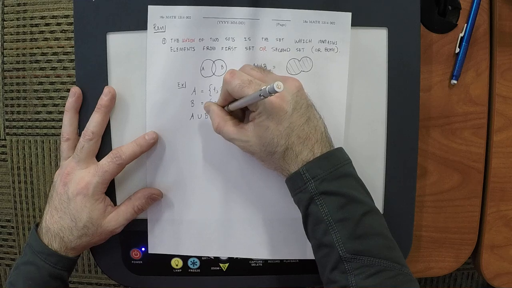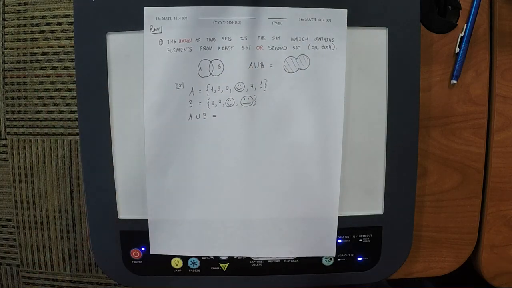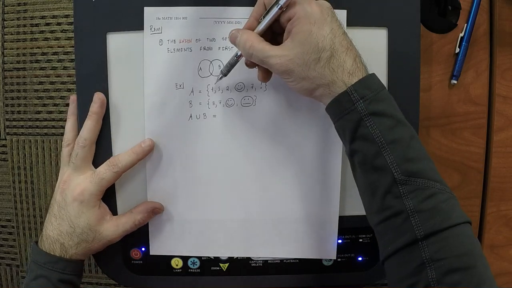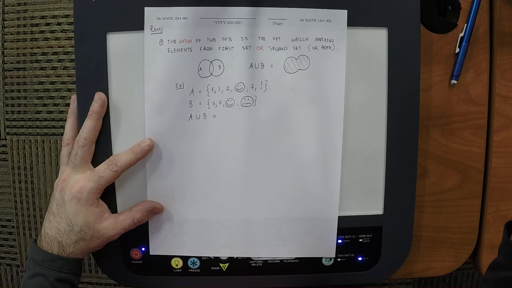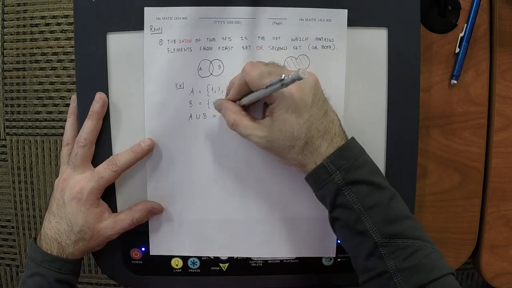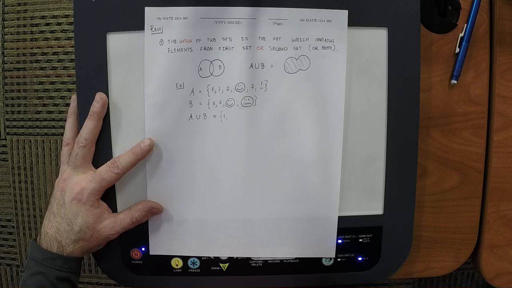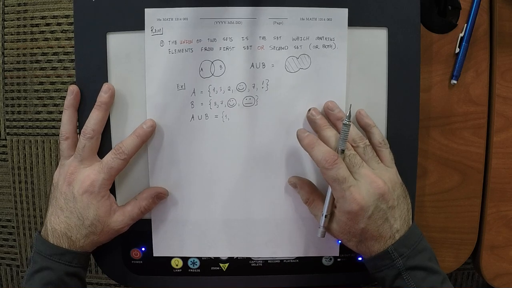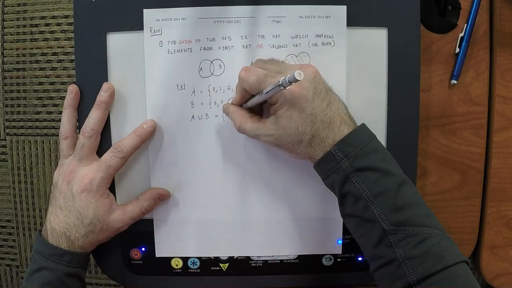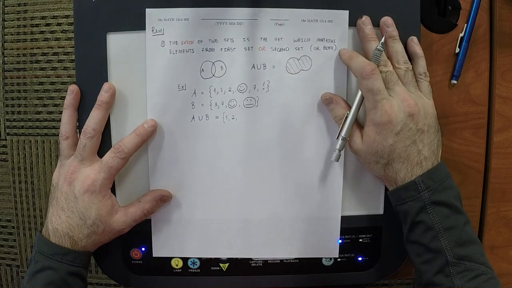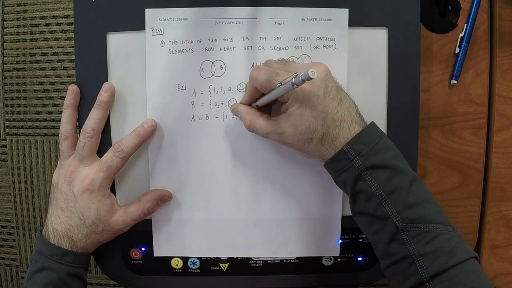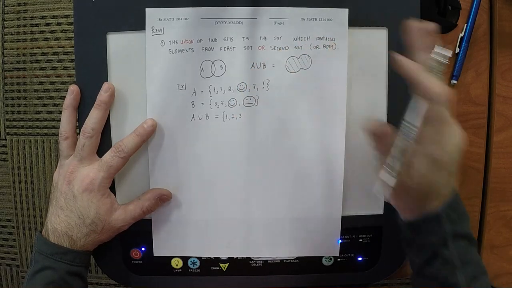Okay. So the way to do this is, well, more or less you just write down all the things that are in either one. So 1 is in set A. Is it in the union? Yes. Because it's in set A. You just got to be in one or the other or in both. And because 1 is in A, it's in the union. How about 2? Yes. How about 3? Yes. Okay, now wait a second. 3 is in both of them. 3 is in A and also in B.